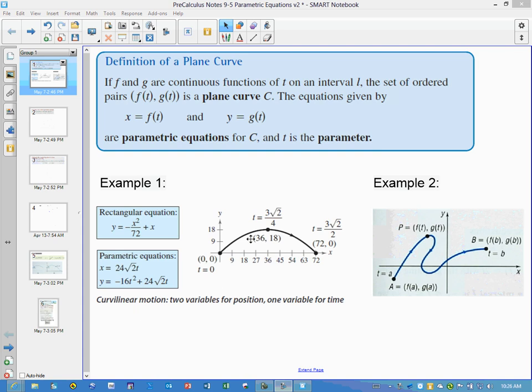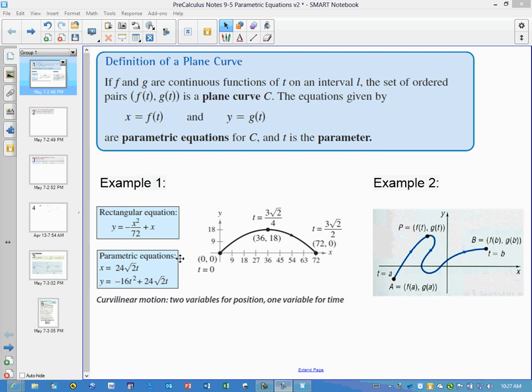So it gives you motion along the curve, which is called curvilinear motion. We have two variables for the position, the x and the y, and we have one variable for time, which is the t. So this graph also has an orientation to it, and you can see there's an arrow there. That shows that as time moves in a positive direction, the movement along the curve goes in this direction denoted by the arrow.